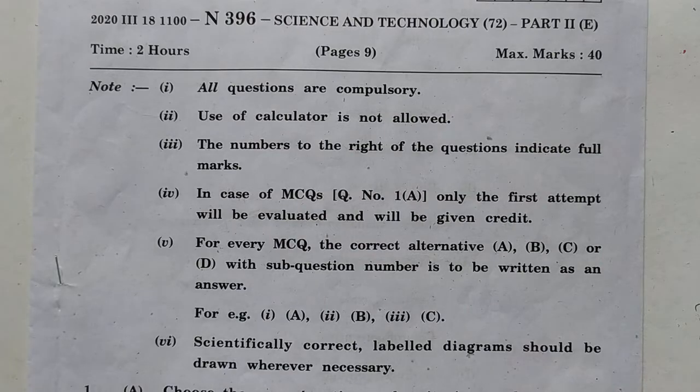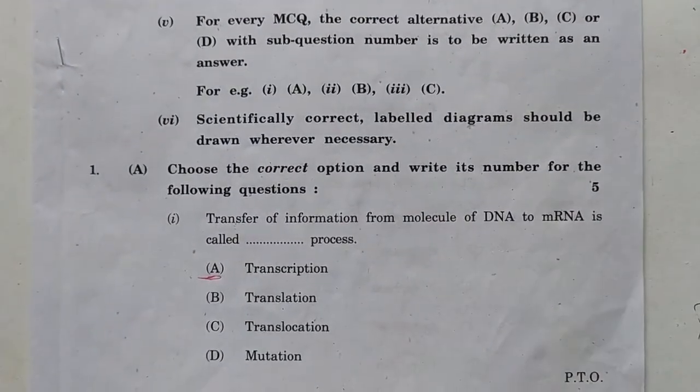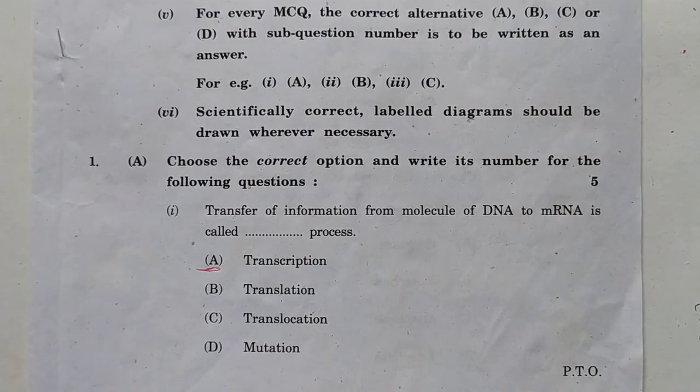So let's see the first question, and the first question is question number 1A, which is the optional question. You can see here, choose the correct option and write its number for the following question. So you know friends, you have to select the correct option, and while selecting the option you have to write the answer along with that option. Let's see the second one.